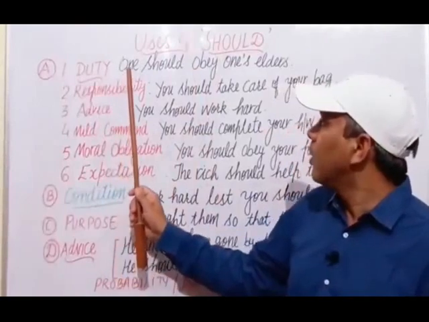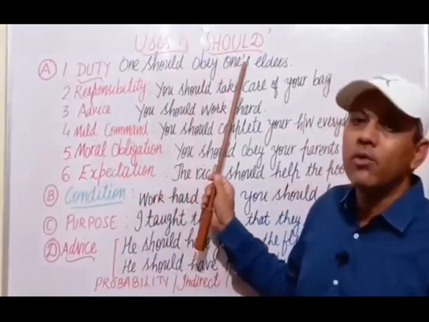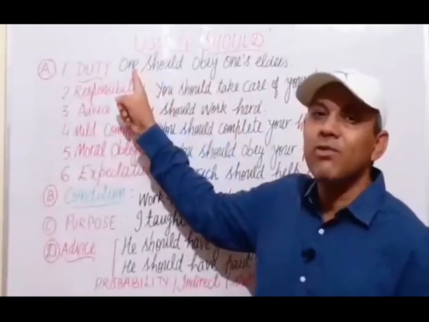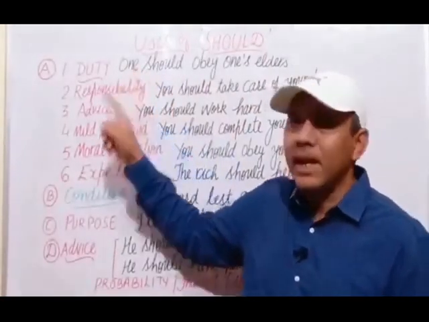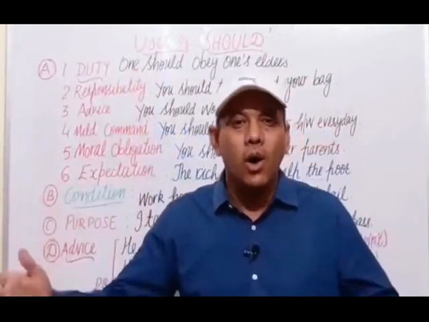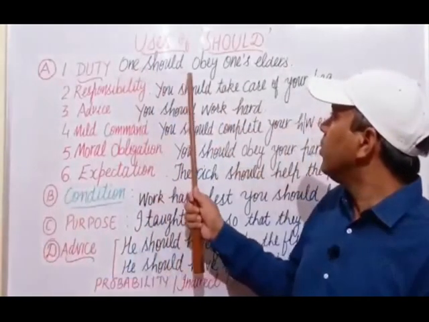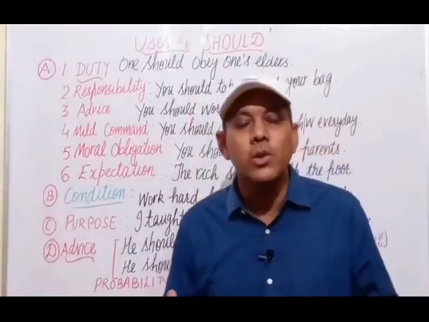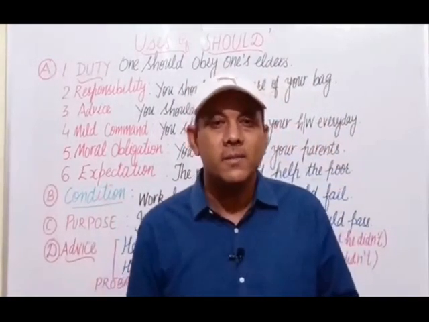For example, one should obey one's elders. This is the duty of everyone. Here one means everyone, all. One should obey one's elders. One should do one's duty.